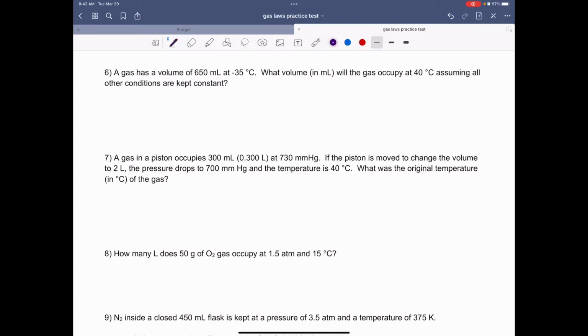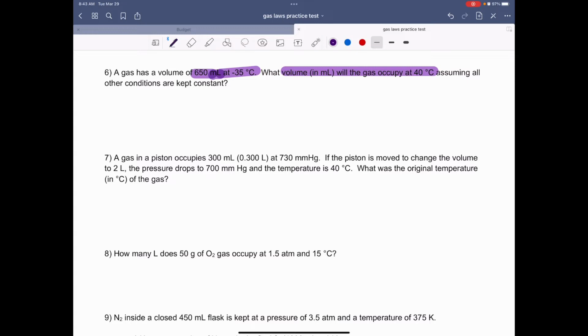Okay, number 6. A gas has a volume of 650 milliliters at negative 35 degrees Celsius. What volume of the gas? Okay, so I noticed right away that the only thing being talked about here is volumes and temperatures. Everything else is staying the same. So I could use PV equals nRT, but there's an easier way to do it.